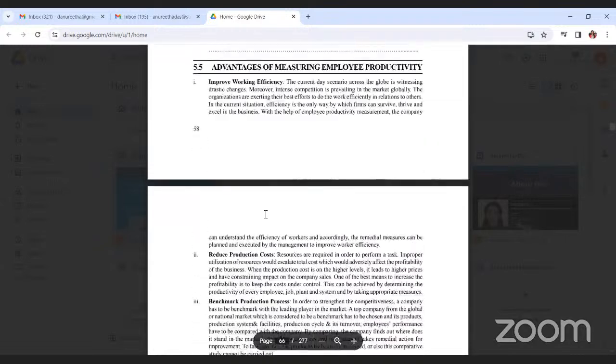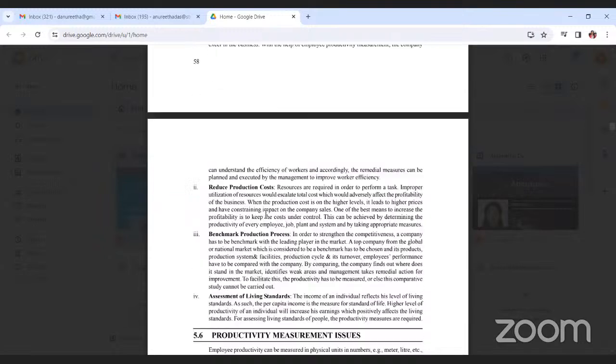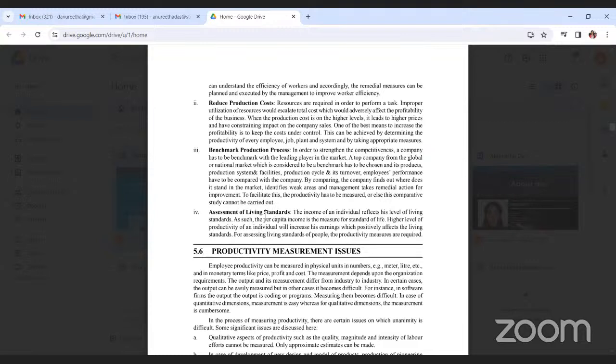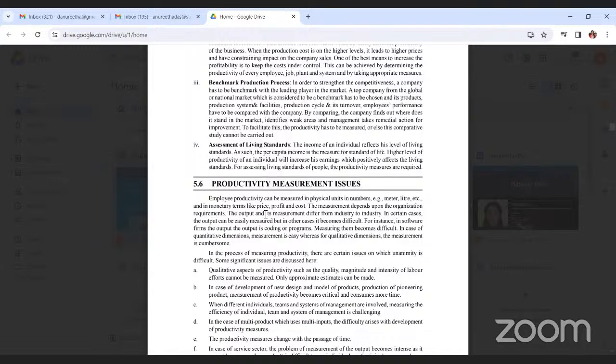So all these advantages will help us to understand how we measure and go about the measurement. That is, how do you improve the survival of the company, in order to see how it will survive, through the profitability measurements, to increase the benchmark of the company by increasing the turnover and the production cycle and facilities, and also understand the living standards of the market and the income level of the individual in the organization.